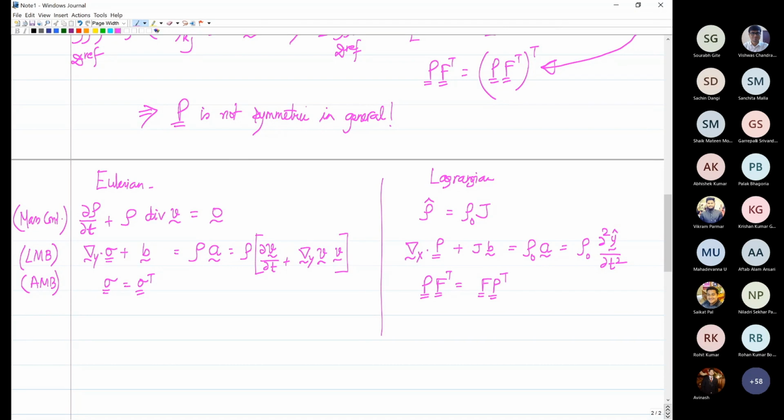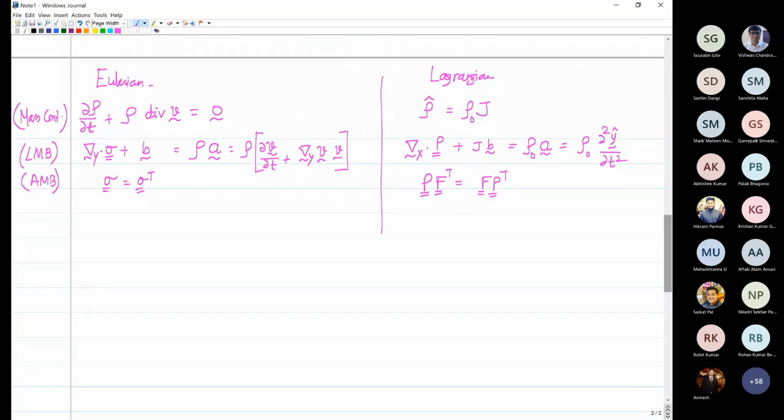Okay, now let us try to see how many unknowns are there and how many equations do we have. So if you look at the Eulerian form, let us think of what are the unknowns.